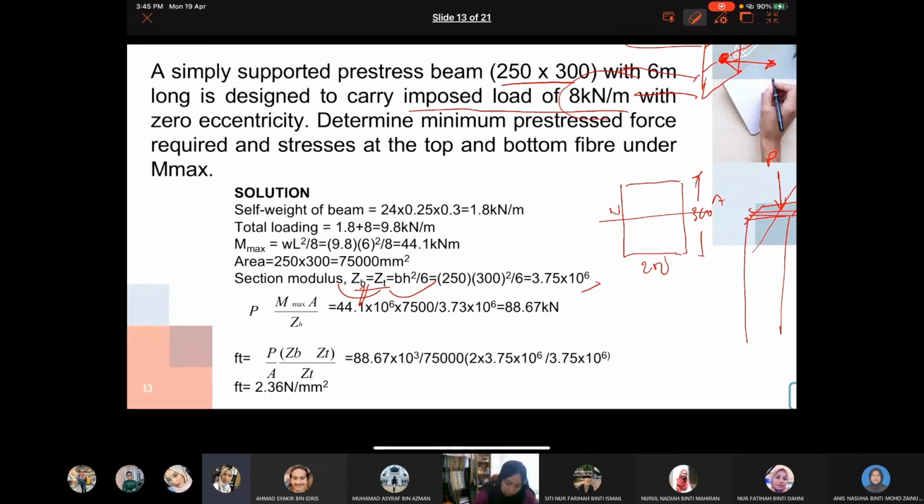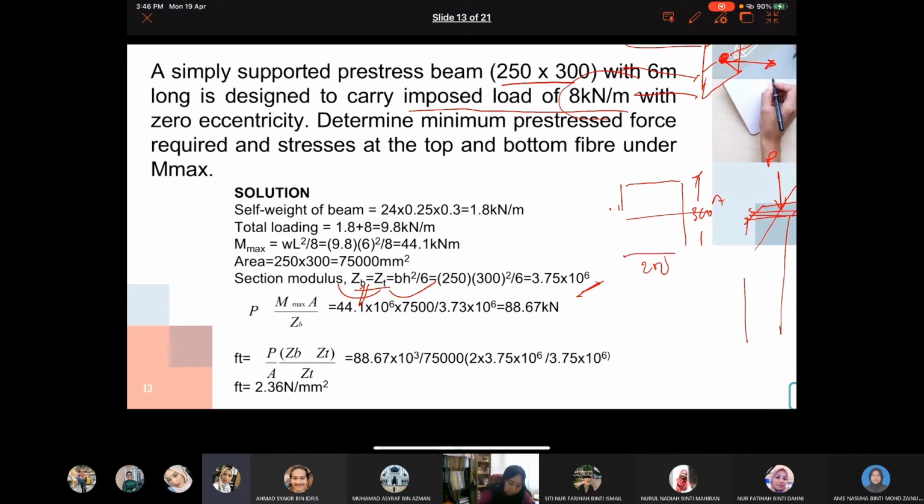Then you have bh squared over 6. You can check the formulation to calculate the modulus in your solid mechanics book. You did this before, probably you forgot already, so it's a good time to recall. And then you have your section modulus.